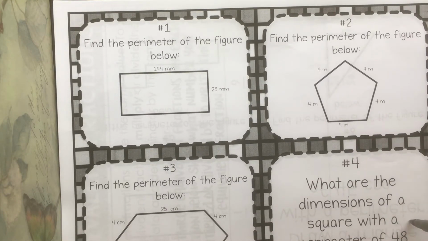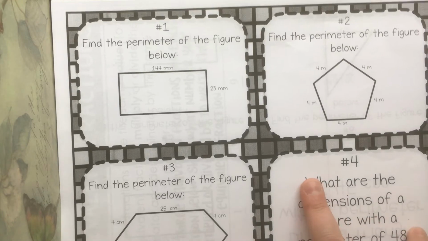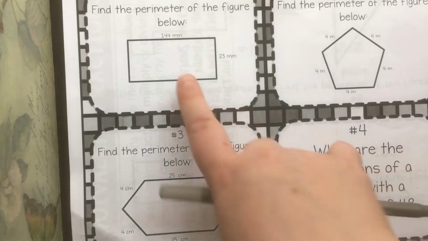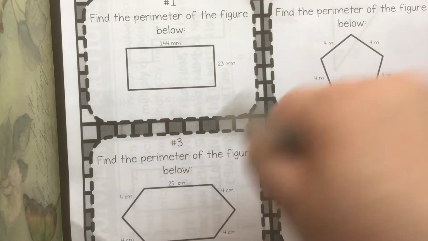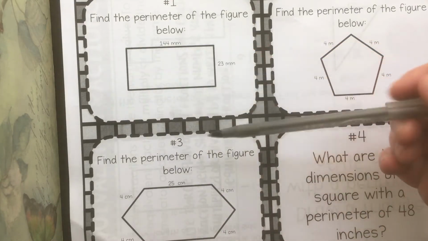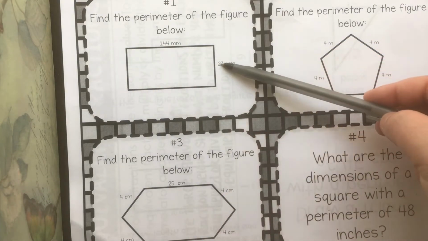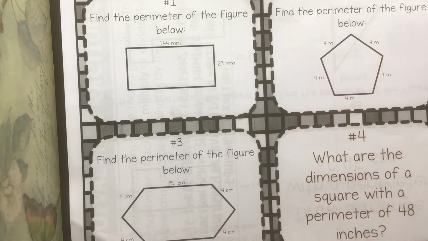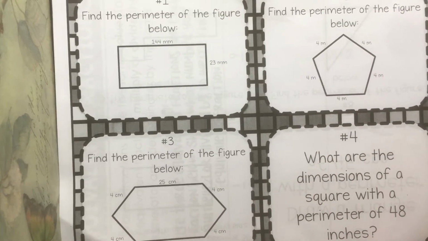Some of them already have all of their sides, like this one. This is a different kind of shape, but it already has given you all the measures, versus this one. But we know, since this is a rectangle, that these two sides are the same and these two sides are the same. Okay, so when you find your perimeter, you are adding up your distance around an object.